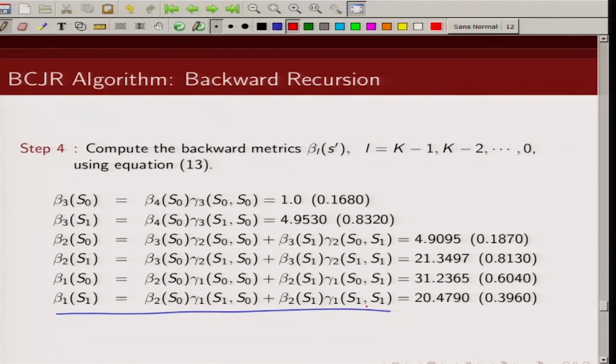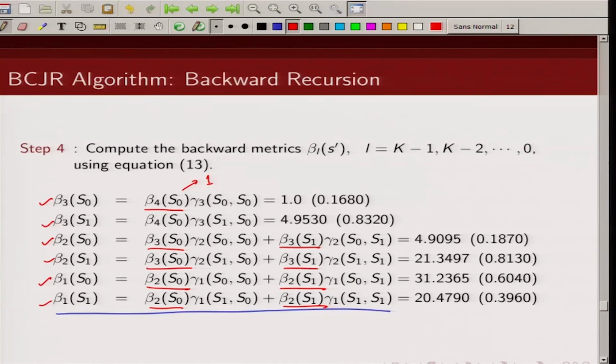We already know the values of gammas that we computed earlier, and we know the values of beta at the end of the block. What is this value? This is 1, because the encoder is terminated, and for all other states beta 4 is 0. So, we can compute beta 3. Once we know beta 3, we can compute beta 2, and once we know beta 2, we can compute beta 1. Like that we can recursively compute the values of betas.